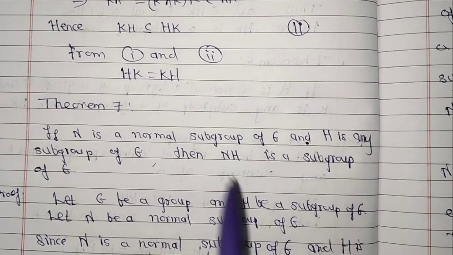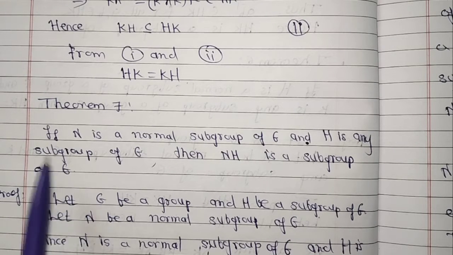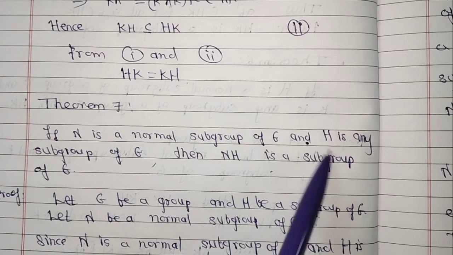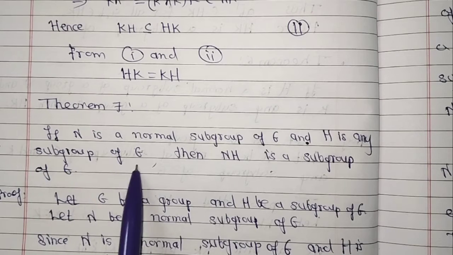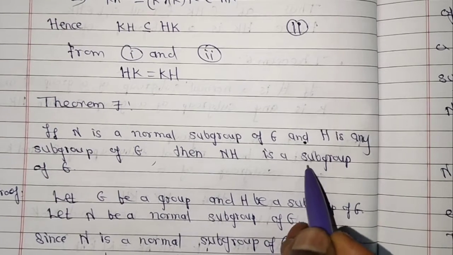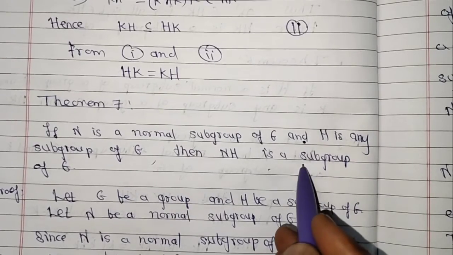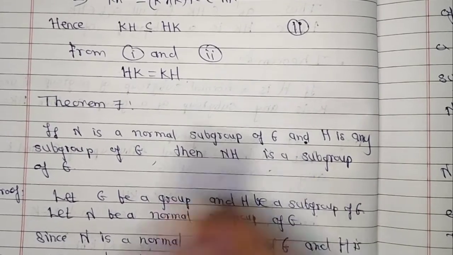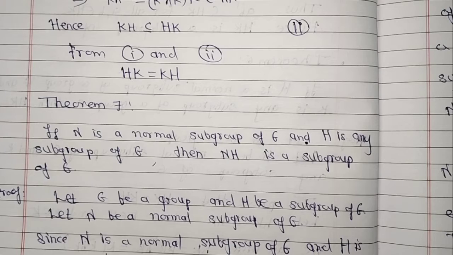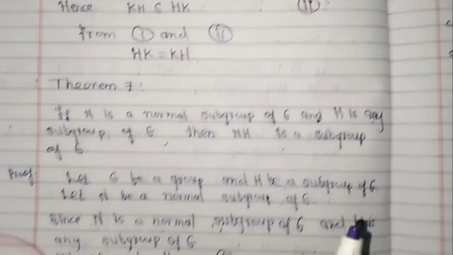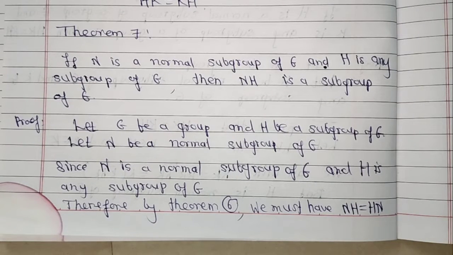For objective questions, if N is a normal subgroup of G and H is any subgroup of G, then NH is a subgroup of G. Thus, you must stress on this statement. Let us consider the proof of this theorem.